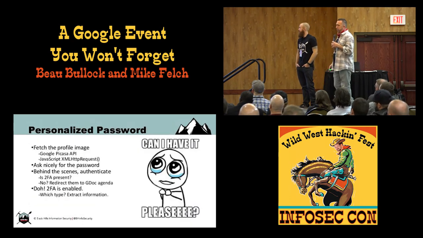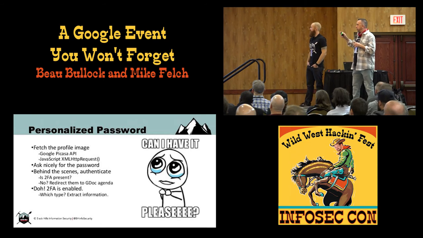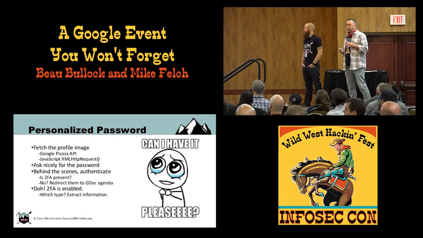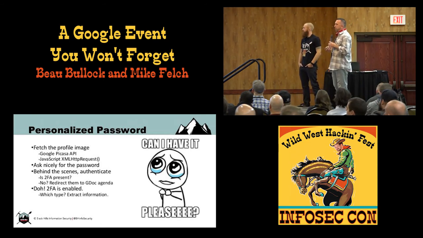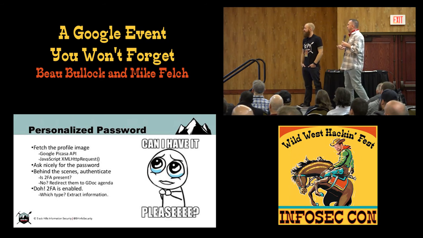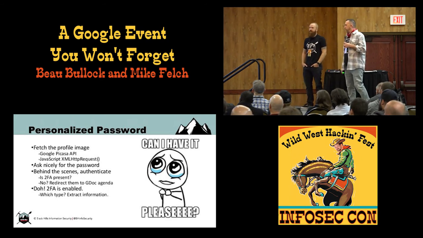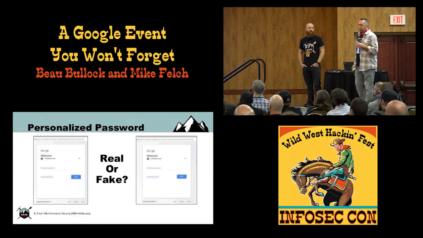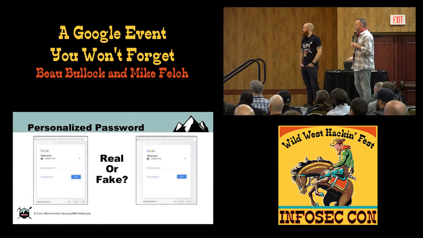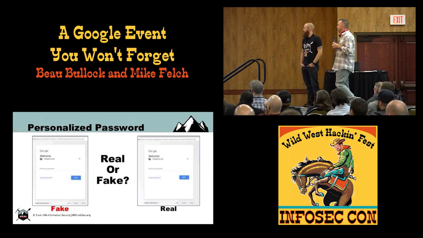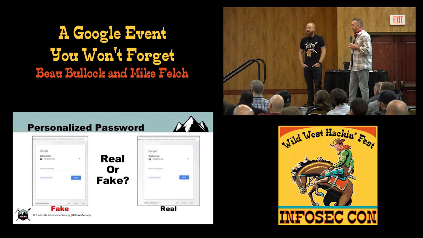So let's look at the personalized password. This is what we just talked about. We're going to use the Picasa API. We're going to make an XML HTTP request. We're going to grab it, and then we're just going to ask nicely for the password. Behind the scenes, we're checking two-factor. We already saw it. So which one's real, which one's fake? This is the personalized page. Same thing. You can't really tell. It's exactly the same. So the one on the left is fake.